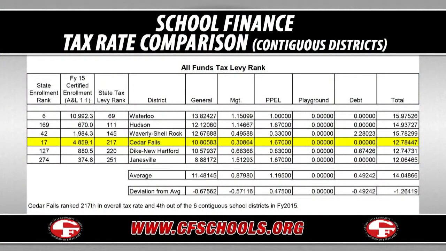Okay, we've got one more slide that we want to take a look at here, and that is the contiguous district comparison. Without spending a lot of time on this, maybe one or two of you could talk about this chart right here, and again, just a quick conversation about this. This just shows our contiguous districts, and our tax levy rate this last fiscal year was $12.78 per $1,000, and you can see where that ranks with our contiguous districts, and very excited about that slide.